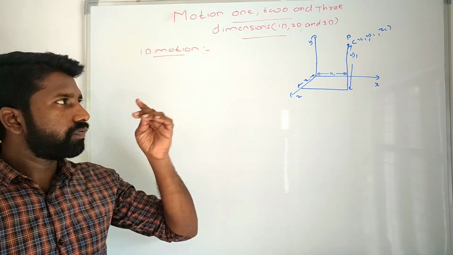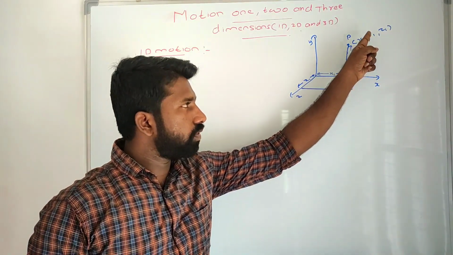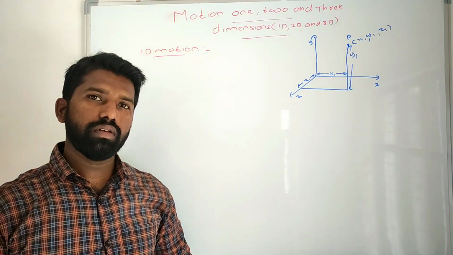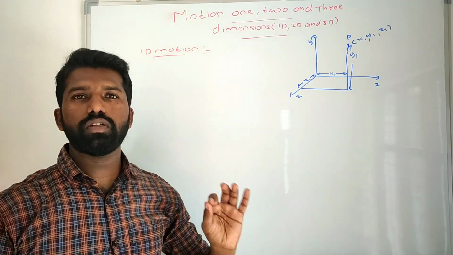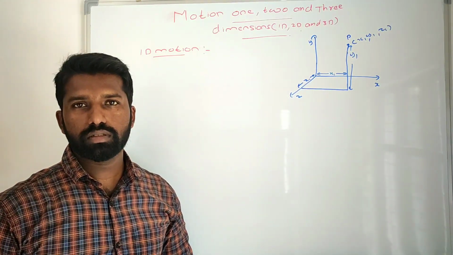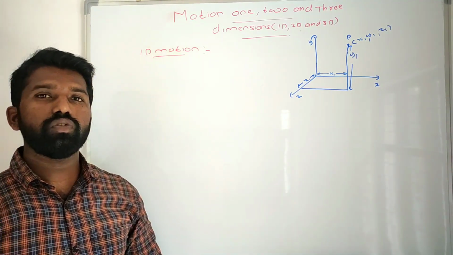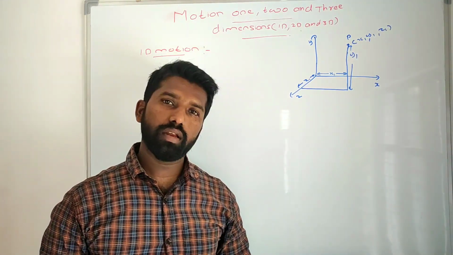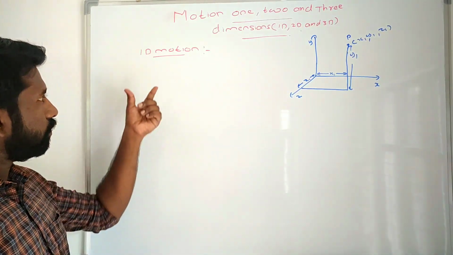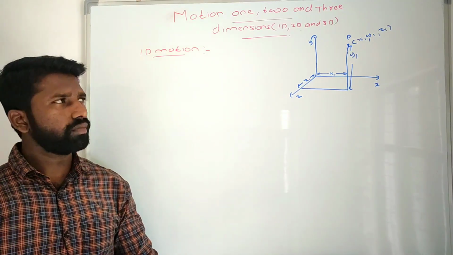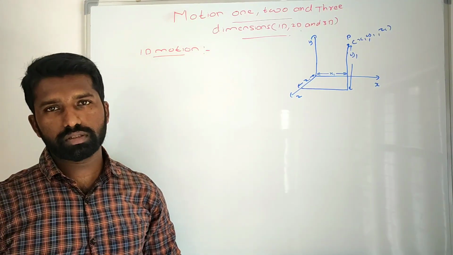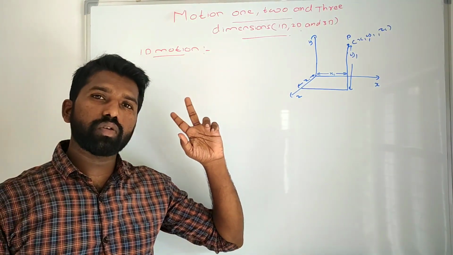If any one value of x1, y1, z1 changes, we can say that the position changes, the object is in motion. Based on this coordinate change, we will classify the motion into 1 dimension, 2 dimension and 3 dimension. First we will discuss 1 dimension motion. In 1 dimension motion, out of these 3 coordinates, only 1 coordinate changes. The remaining 2 coordinates are constant.